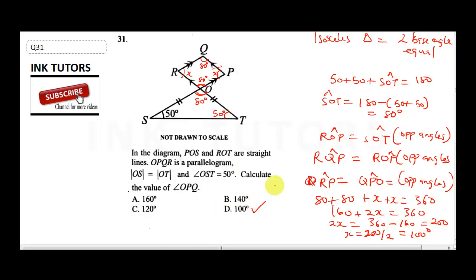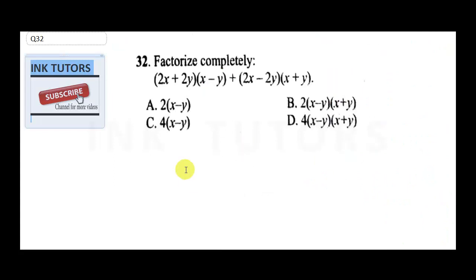So all you just need to do is understand this way to get the angle rule so that you can balance it. Okay, so the next question says factorize this. Now all you just do, since you're asked to factorize, just expand it first. So this is 2x times x is going to give us 2x squared, plus 2x times minus y, it's going to give us minus 2xy, plus 2y times x is going to give us 2xy.